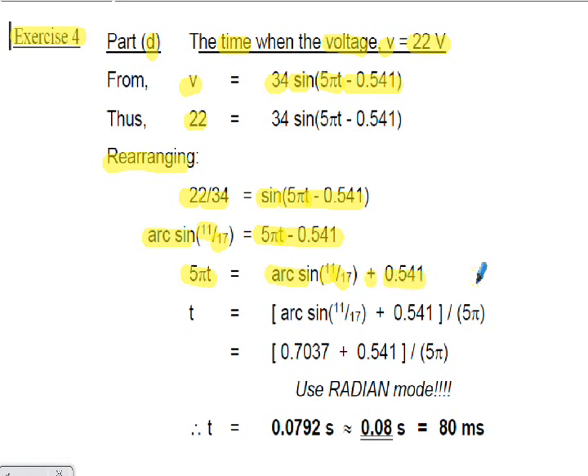Finally, I divide both sides by 5 pi to get t equal to sine to the minus 1 of 11 divided by 17, plus 0.541, all divided by 5 pi. Just be careful how you type that into your calculator. If you're using a one-line display, be very careful how you use your brackets. Make sure your brackets are in the right place. Evaluating the equation using radians mode, you will get t equal to approximately 0.08 seconds, or 80 milliseconds.